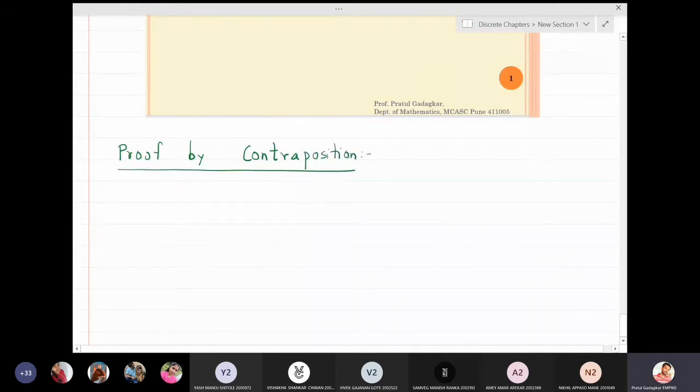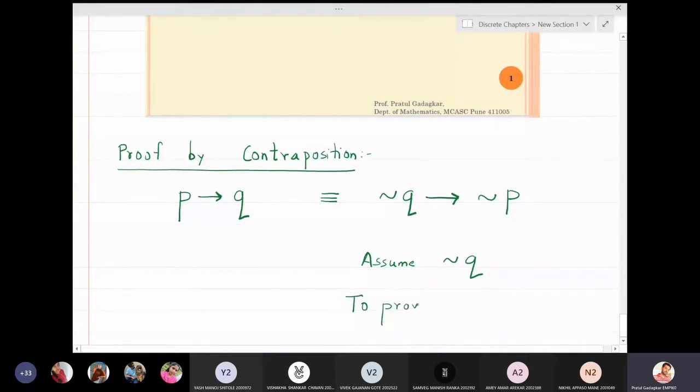So we know that P implies Q. This implication statement is equivalent to saying that negation Q implies negation P. What is the meaning of negation Q implies negation P? It means I have to assume negation Q and I have to prove negation P. Okay, so we will now solve the upcoming problems by using this technique.